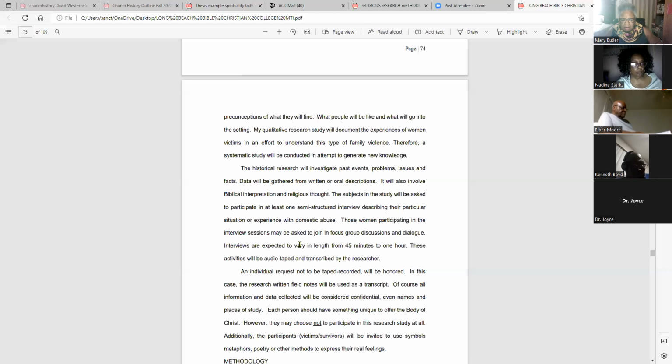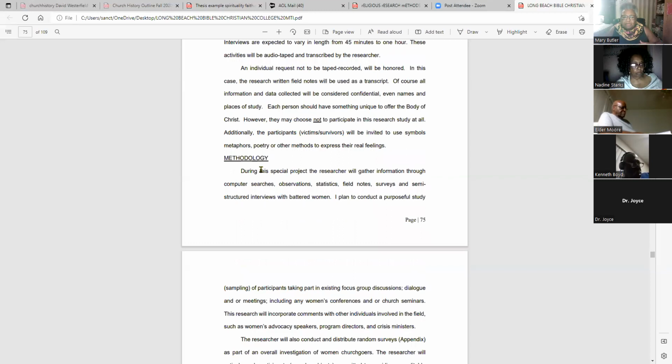Then your methodology. Dr. Joyce started to tell you about the methodology. All that means is, what methods are you going to use in your research paper? Well, you don't have to change it up too much right here. Doing this research project or doing this paper, the researcher, that's you, will gather. What are you going to do? I'm going to gather information. How are you going to do it? Through computer searches. What else? Oh, I'm going to make observations, statistics. I'm going to have field notes, surveys, semi-structured interviews with ministers, pastors, elders.